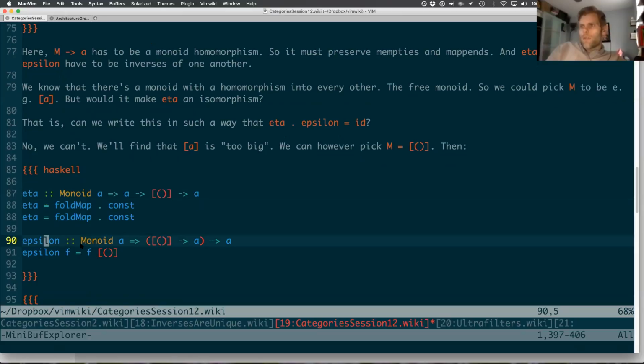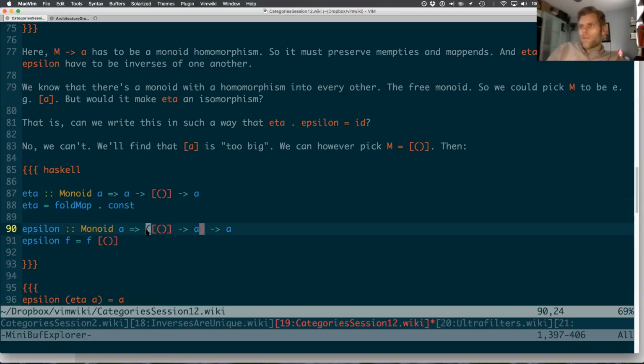And then the inverse of that is epsilon, which, given one of these monoid homomorphisms from natural numbers to A, will then give us an A. And what we pass to that monoid homomorphism is the number 1.